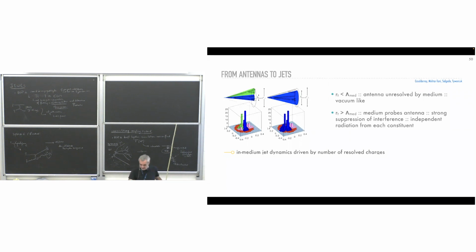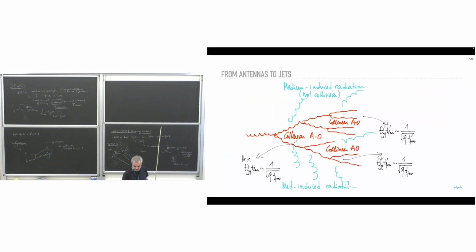This is a very nice picture in my opinion. Many people here know Carlos Salgado. He draws very, very nice pictures, and his picture of what happens in a parton shower is that you have all these things and everything is happening at the same time. You have vacuum-like things and medium-induced radiation, but they really live in different planets.